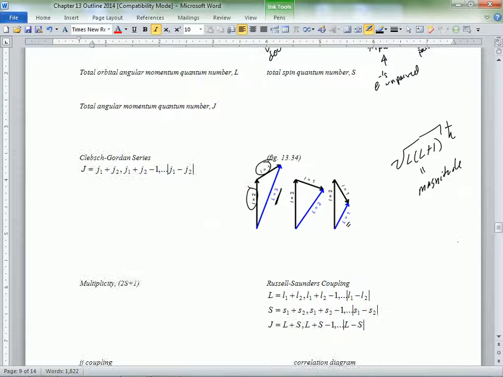Okay. So this is that Russell-Saunders coupling. We called it Clebsch-Gordan. We did a lot of practice on that. Kind of just wrote it all out here, just the sum down to the difference, and just intervals of 1 in between. Page 379.